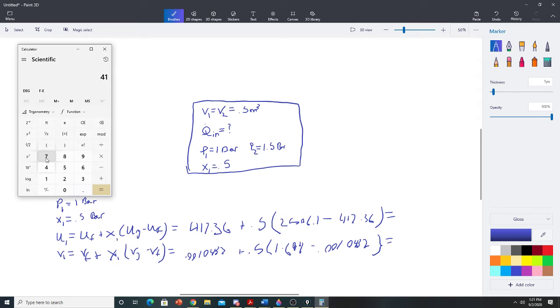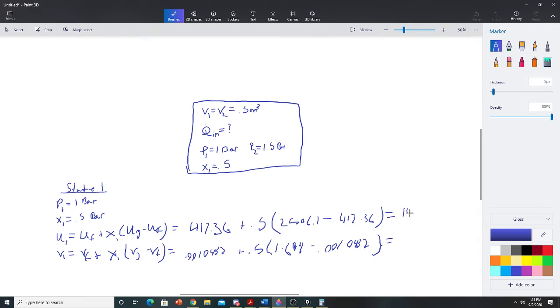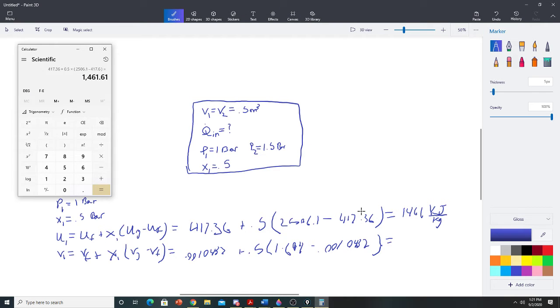Let me do this on screen. Right here we have 417.36 plus 0.5 times the quantity of 2506.1 minus 417.6, close parenthesis, and you get 1461, it appears. So 1461 kilojoules per kilogram, something like that, 0.61, but I'm just going to write 1461 in the interest of time.